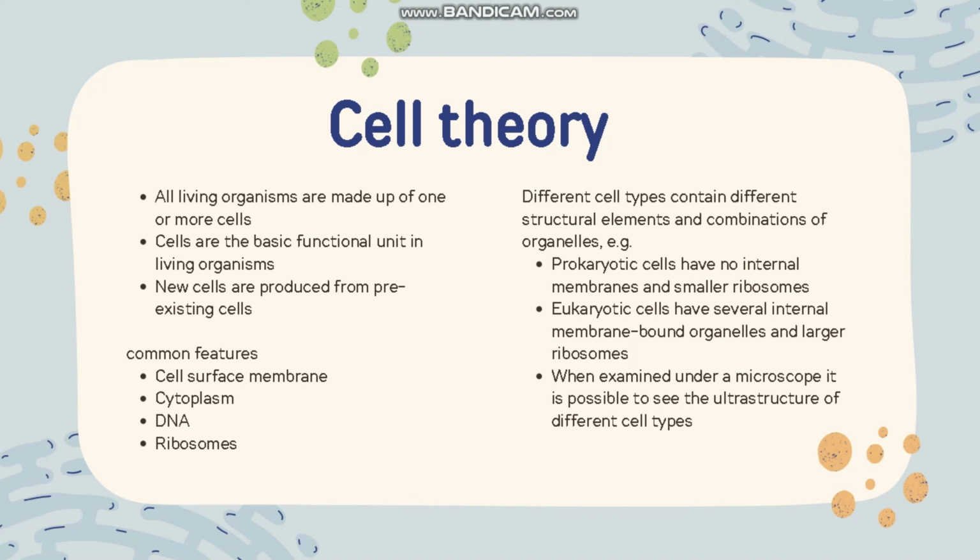So different cell types contain different structural elements and combinations of organelles. Like in prokaryotic cells, we have no internal membranes. They would have a cell surface membrane that would surround the cell, but within the cell there would be no organelles that would have their own membrane. Like mitochondria, it has its own membrane, so that won't be present in prokaryotes. But eukaryotes have plenty of membrane-bound organelles.